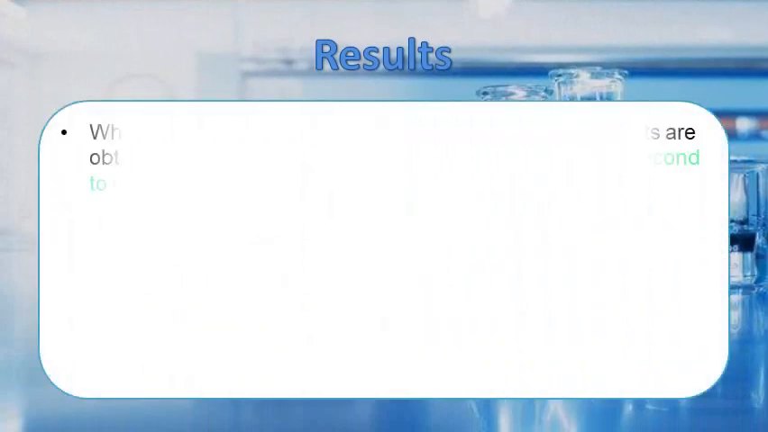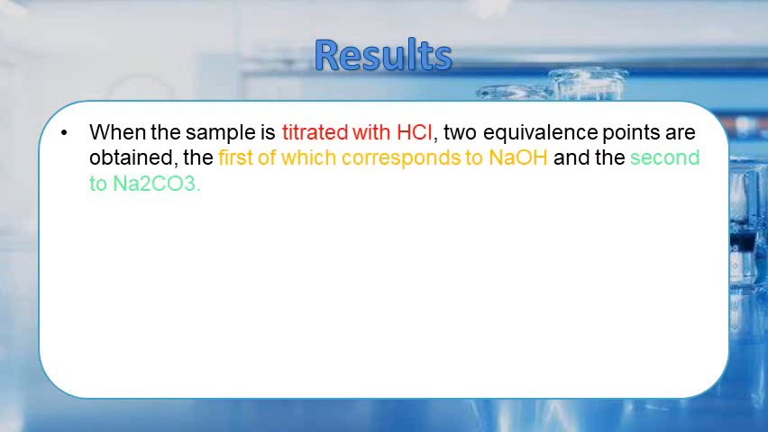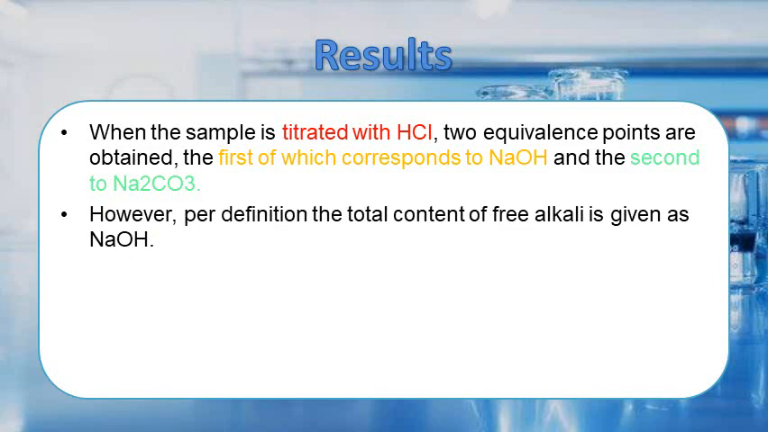So results. When the sample is titrated with HCl, two equivalence points are obtained, the first of which corresponds to sodium hydroxide and the second to the sodium carbonate. However, per definition, the total content of free alkali is given as NaOH. So NaOH content gives us the content of the free alkali in the bleach.